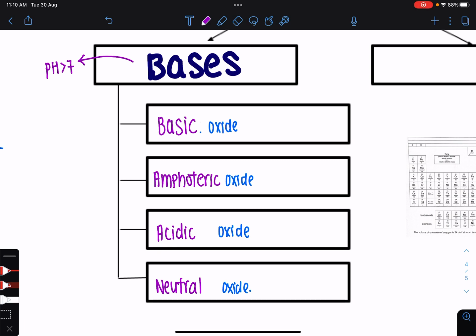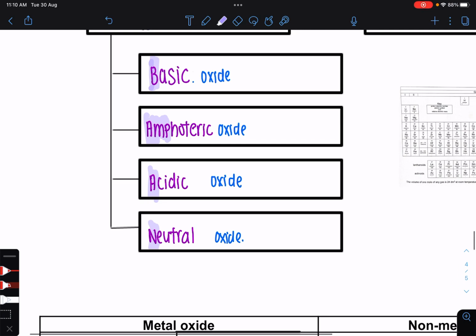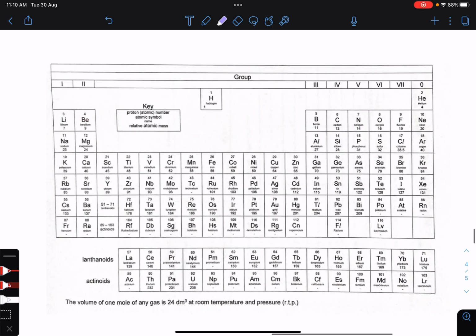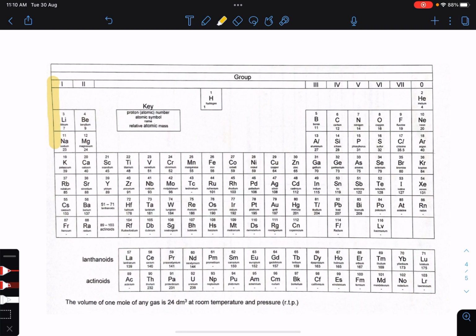One easy way to remember this is by remembering the acronym BAMPAN. I don't know what that means, but it sounds funny. So BAMP, and so BAMPAN. And why we want to remember it this way is because it kind of fits in nicely with the periodic table that we are so familiar with. So B stands for basic. So the elements at the front of the periodic table.